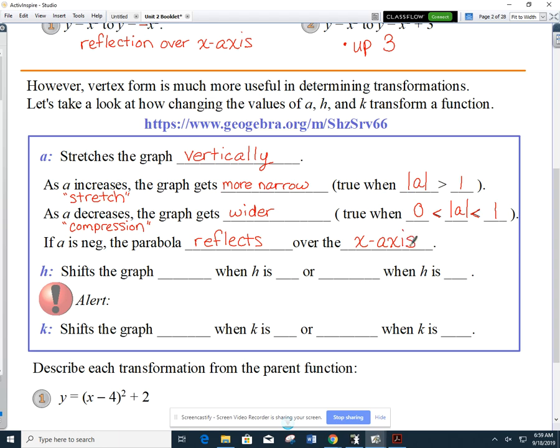H shifts the graph. H is a shift right or left, and it does shift the graph right when H is positive, or left when H is negative. But this is the tricky one. It looks opposite in the equation because of the subtraction. So this was supposed to be, I know it doesn't look like an exclamation point in your notes, but alert. H is the tricky one.